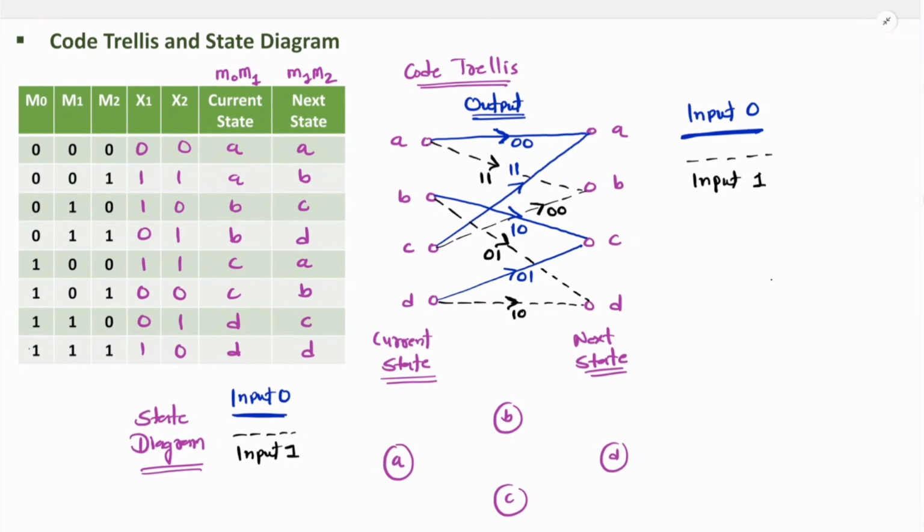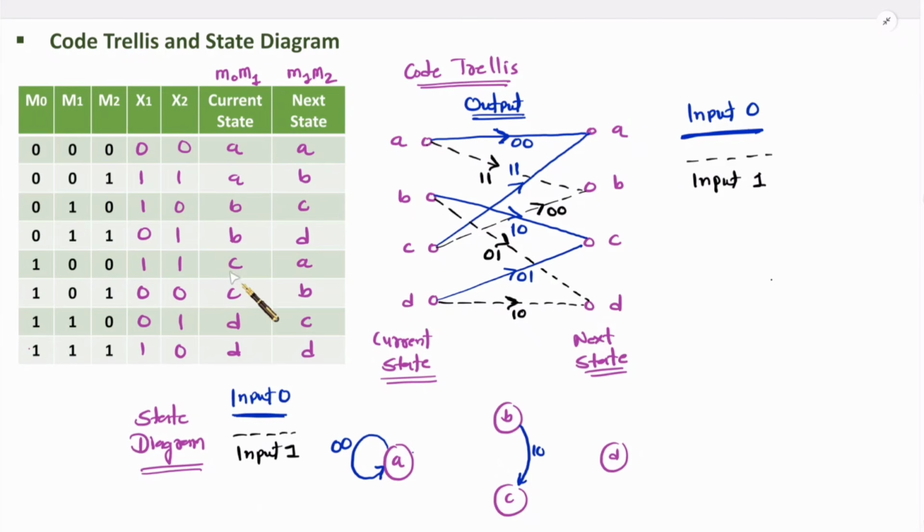Right. So again, see, with state A, first of all, let us have input 0. So current state A, input 0, next state will be A. So solid line from A to A. And on this line, we need to have output, that is 0 0. Now see here, current state B, input 0, next state C. Current state B, input 0 means solid line, next state C. And output is 1 0.